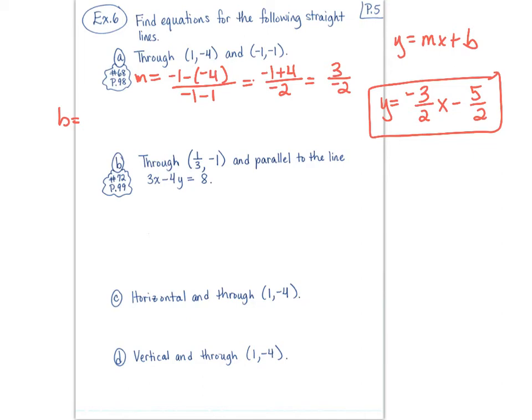So b is equal to y sub 1 minus m times x sub 1. That's an x there. So that's equal to, in our case, -4 minus -3 halves times 1. That's equal to -4 plus 3 halves, or -8 over 2 plus 3 halves. -8 plus 3 is -5, so that gives us -5 over 2. So that's our b. So we get y is equal to -3 halves x minus 5 halves.